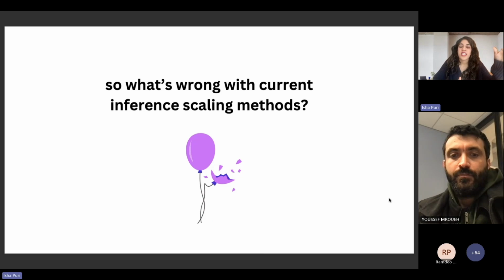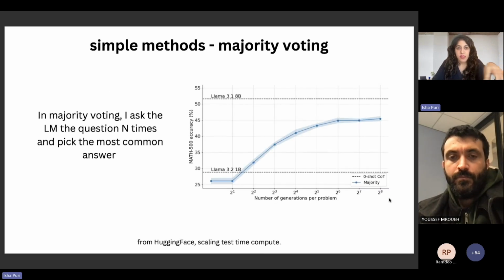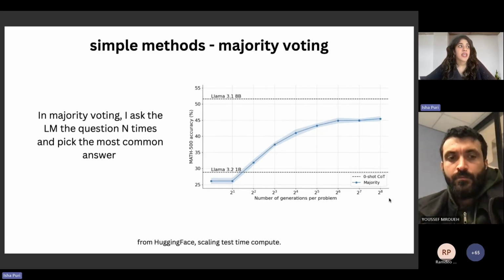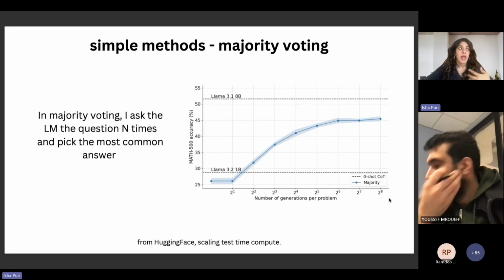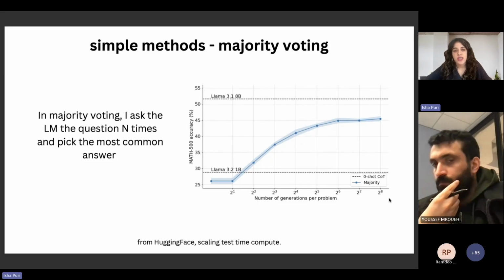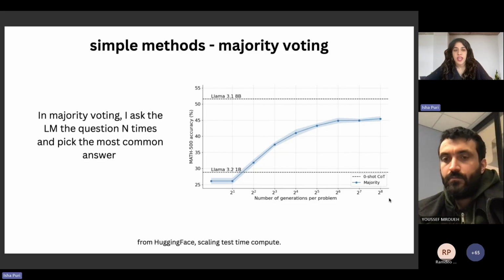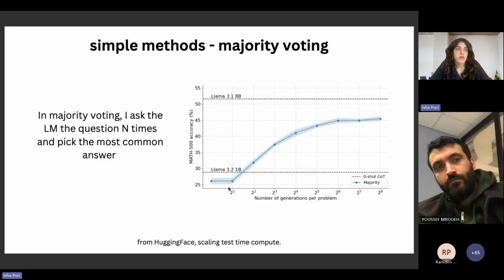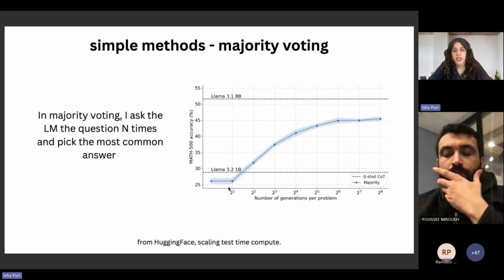So now let's talk about what's kind of wrong with current inference scaling methods. If we take several steps back and think about if I asked you to come up with the most basic inference scaling method possible, you would probably come up with majority voting, which is I'm going to take a language model and I have a question. I'm going to ask the language model this question n times, and I'm just going to pick the most common answer. So this requires no external reward model. It requires basically just a language model and a question.